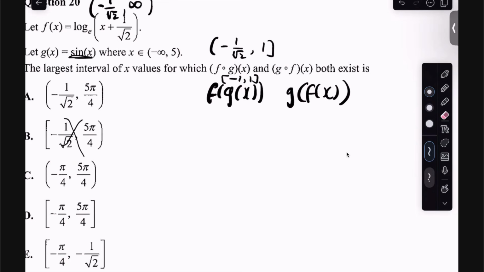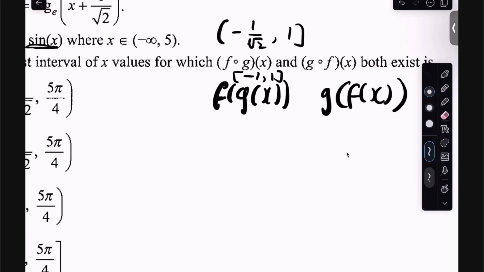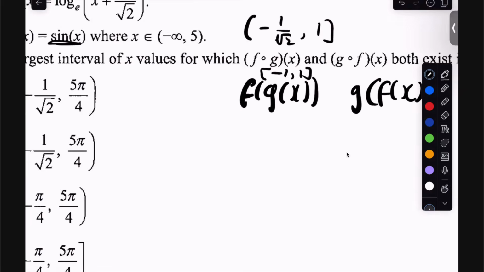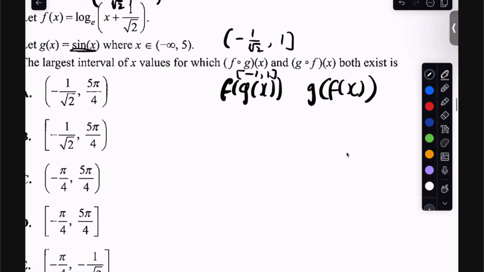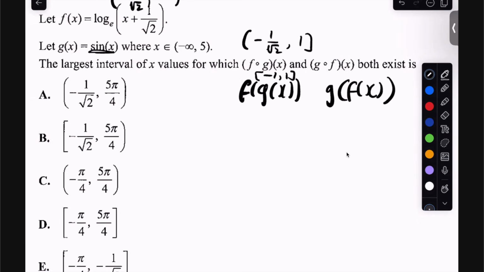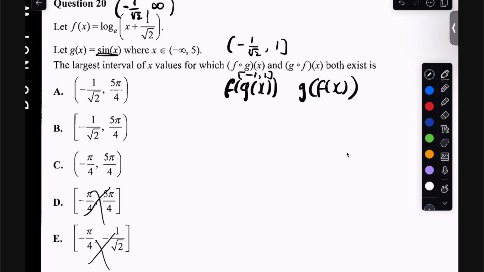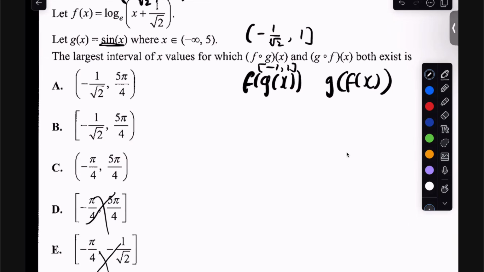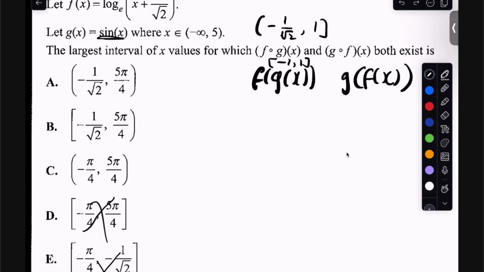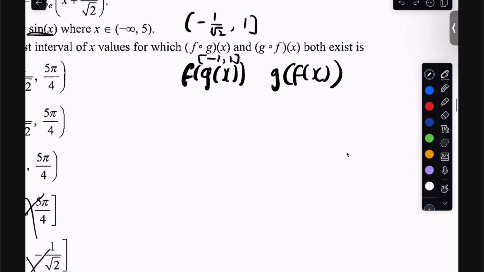That's the range. So now we need to see what the domain is for that. So remember, sine of pi on 4 gives us √2, and we want -√2, so sine of -pi on 4. So we can't include the -pi on 4, right? So it looks like it's only going to be c, because that's not right and that's not right, but let's just see. And we can go all the way up to 1, and what value gives us 1? Pi on 2.